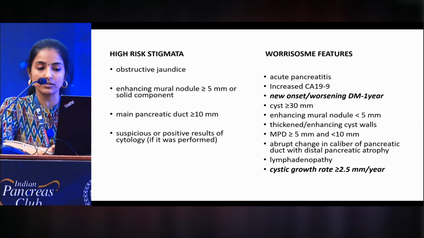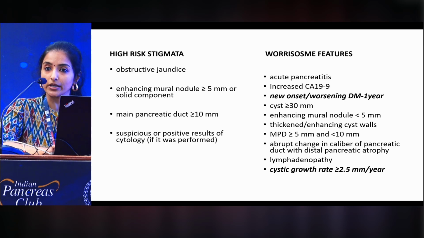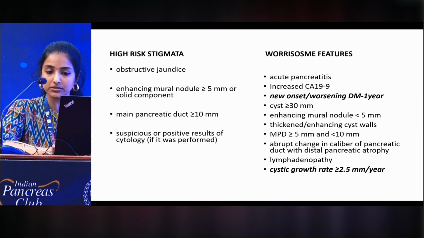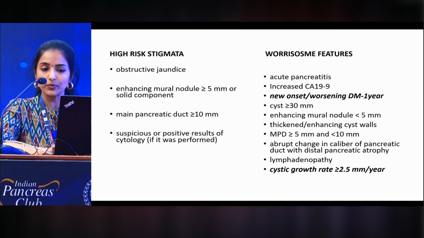Now, these are the common things that we keep reading, but the two things that were new in the Kyoto guidelines were the recent worsening of diabetes mellitus over a period of 1 year. However, it does not specifically tell us what a recent worsening means. The other was the cyst growth rate: when it's more than 2.5 mm per year, that turned out to be an important worrisome feature. I will be bringing up this number in a couple more slides again.